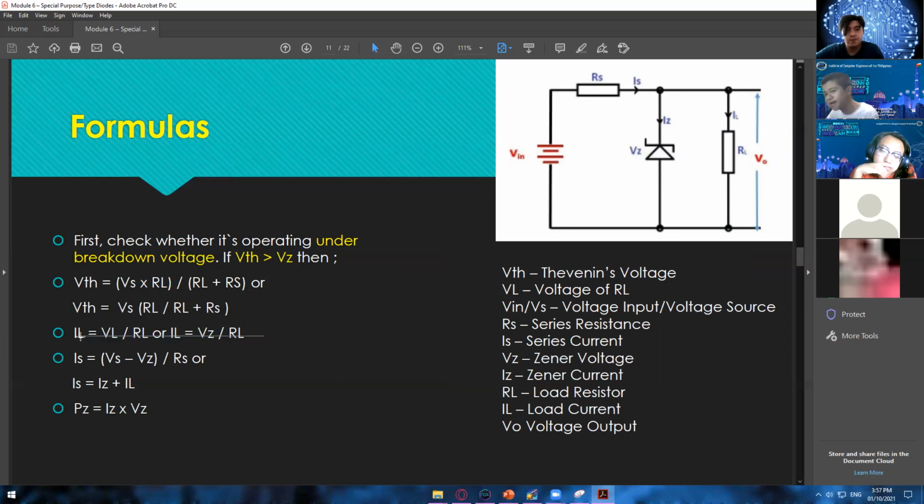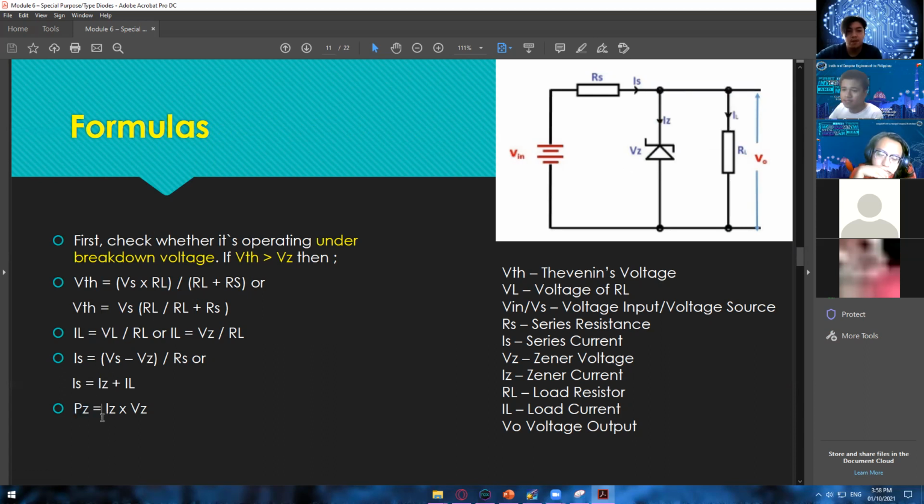Okay, so you can use either of those two. And then for the IS, we have here the series resistance, or the series current rather. IS is solvable by using this formula, VS minus VZ divided by RS. Okay, so that is the first formula that you can use for the IS, or you can also use this one. IS is equal to IZ plus IL. So they were separated into two. Okay.